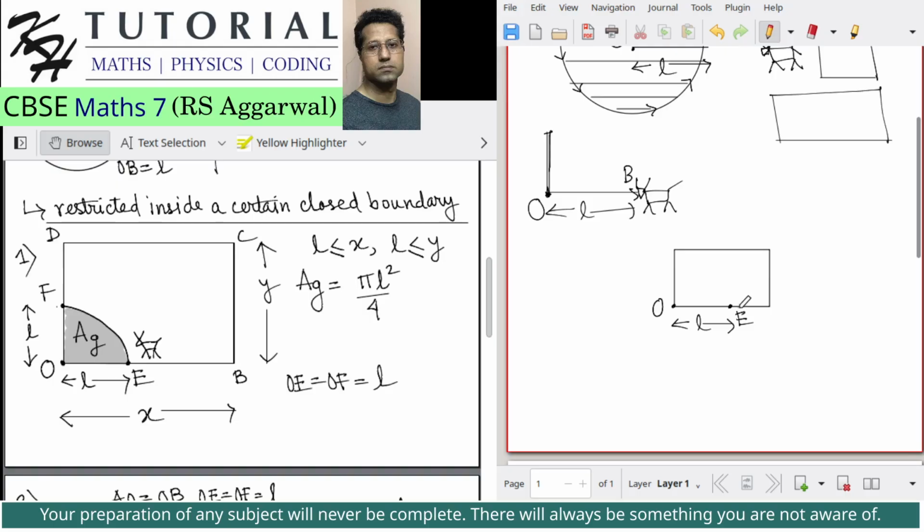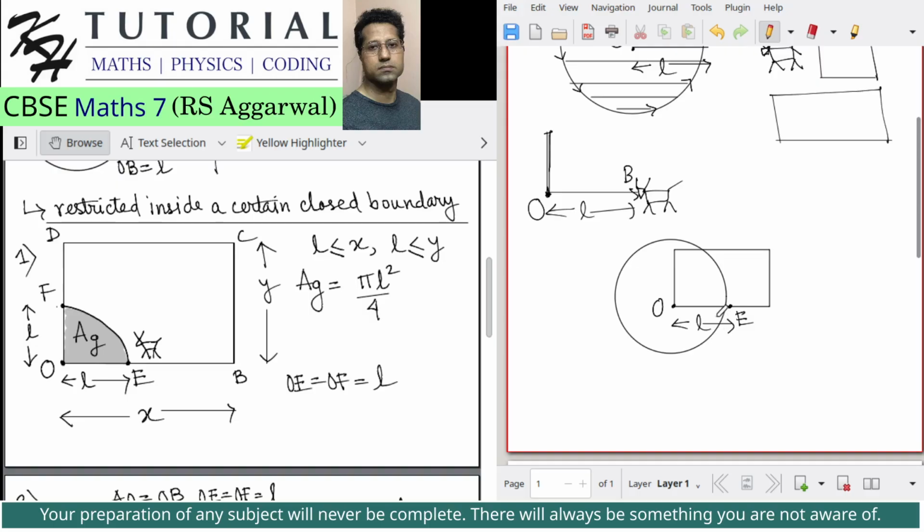where the animal is at the point E, if the movement is unrestricted, then obviously the maximum area the animal could have grazed is the area of the circle with L as the radius. It will be something like this.